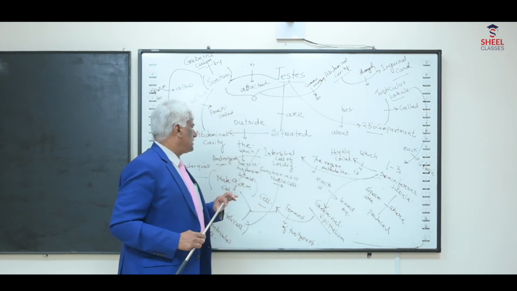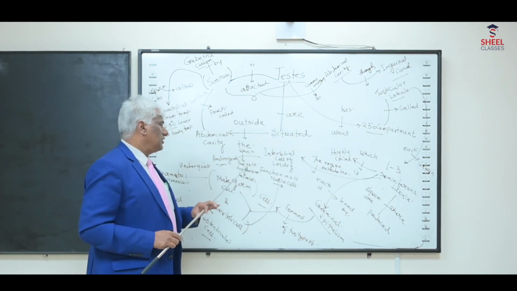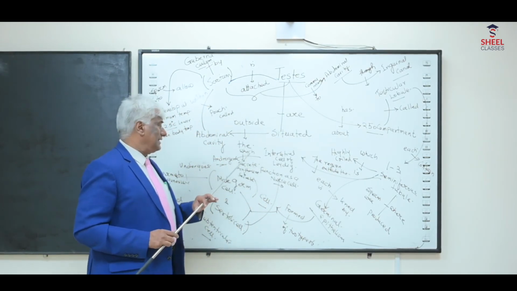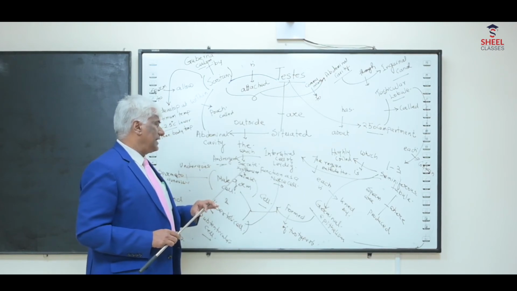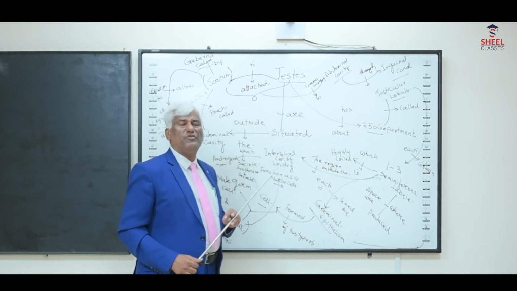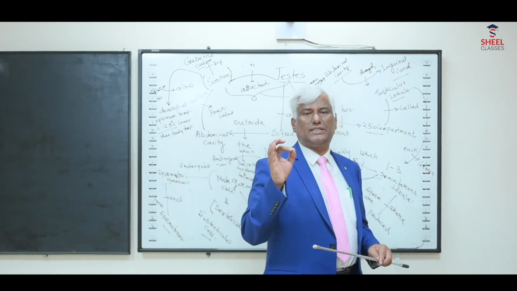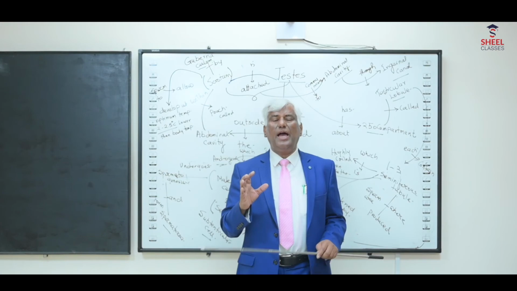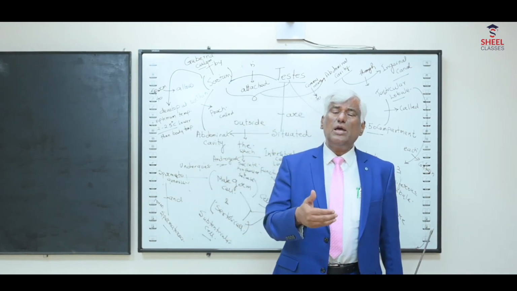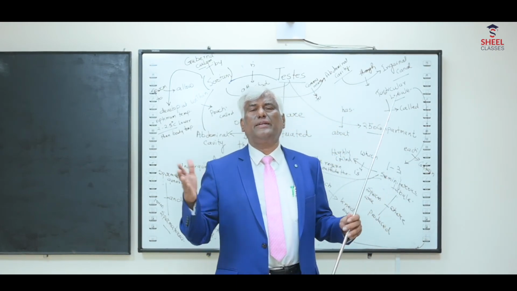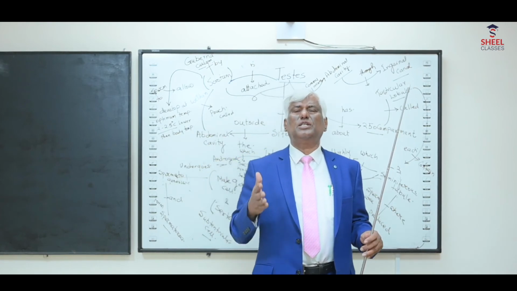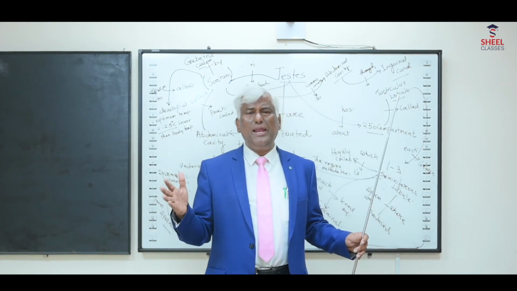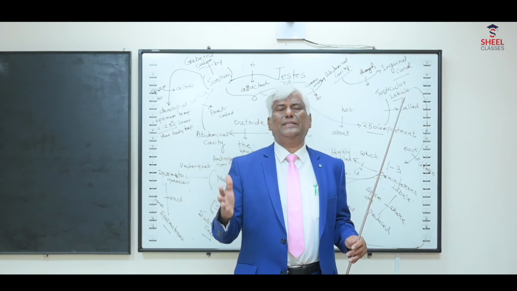Now next, these cells secrete and synthesize a specific type of hormone, and that is what we call testosterone. Testosterone is nothing but an androgen. It is responsible for male secondary sexual characteristics. Whatever male secondary sexual characteristics are present in males are due to the interstitial cells.